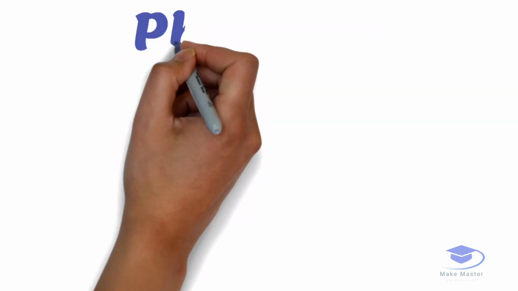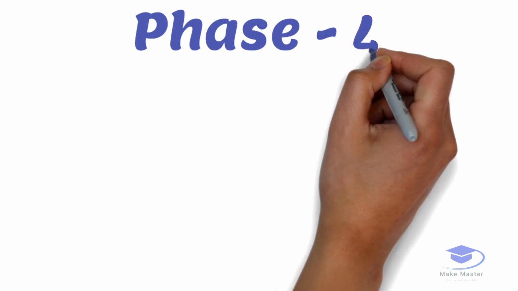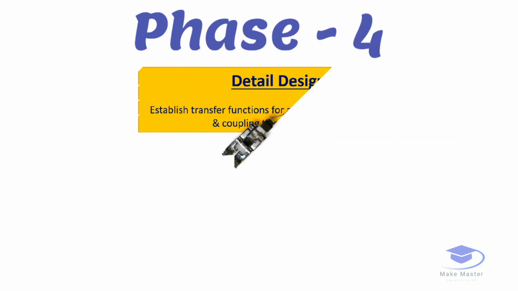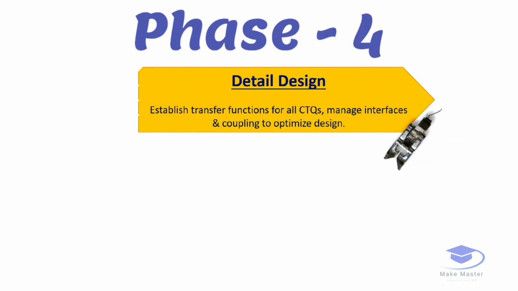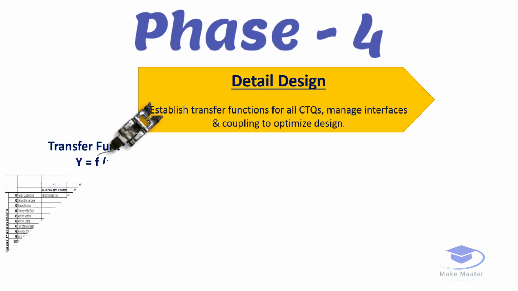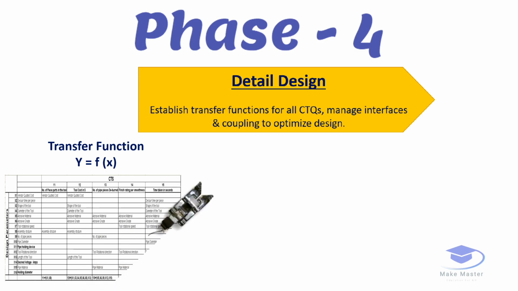Okay, we are moving into the next phase, phase 4, which is detailed design. Establish transfer function for all CTQs, manage interface and coupling to optimize design. We need to map design parameters with CTQs. Here we are using the transfer function y equal to f of x. Each design parameter is mapped with CTQs. For example, for the first design parameter, what are all the CTQs applicable? So that is mapped. Like this, we need to map for each design parameter.